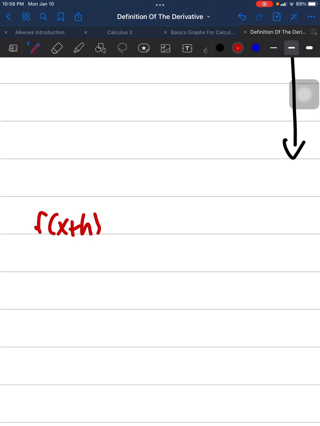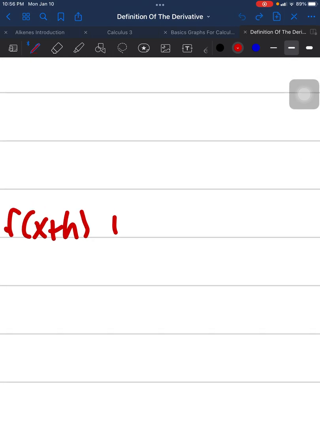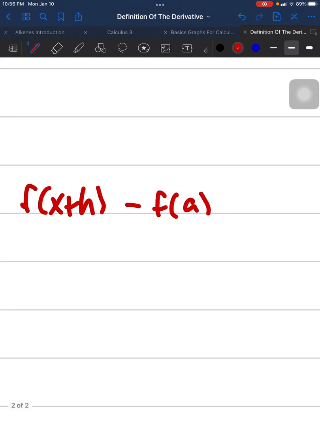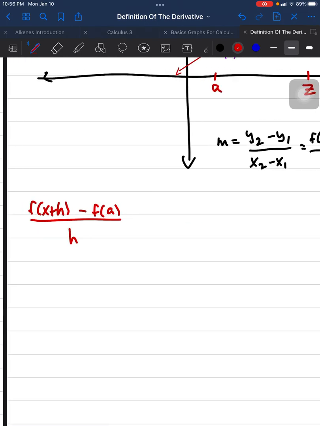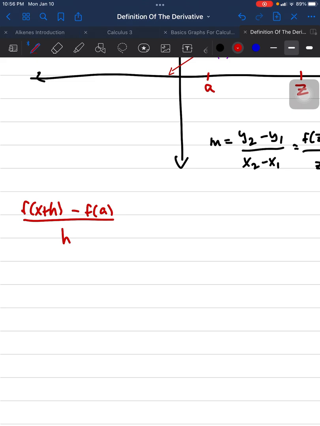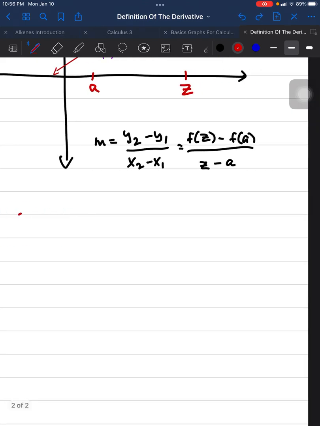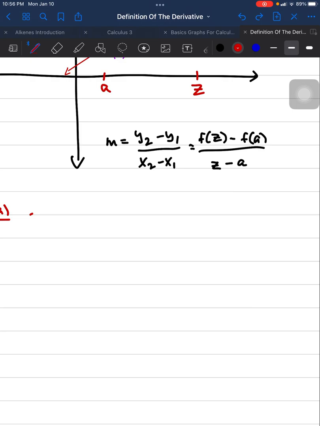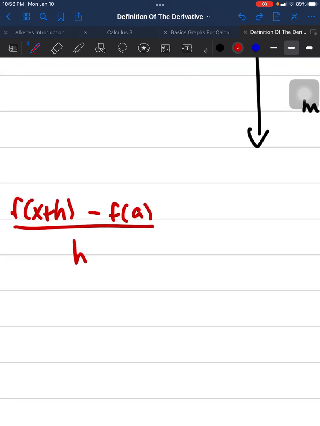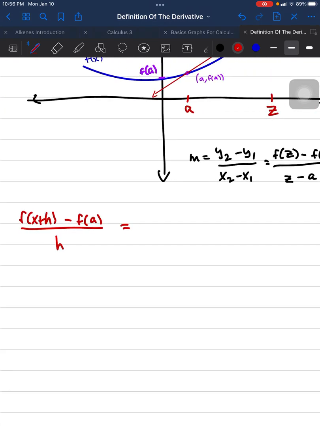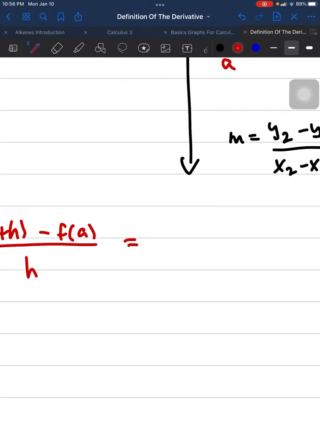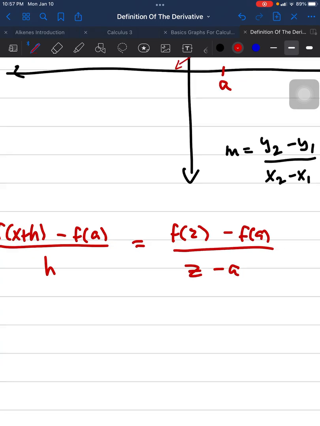So the limit definition, we know that it's f of x plus h minus f of a over h. So we know that we want to get to this form, but we have this right here. So in order to make them equal to each other, we just set them equal to each other. Minus f of a over z minus a.